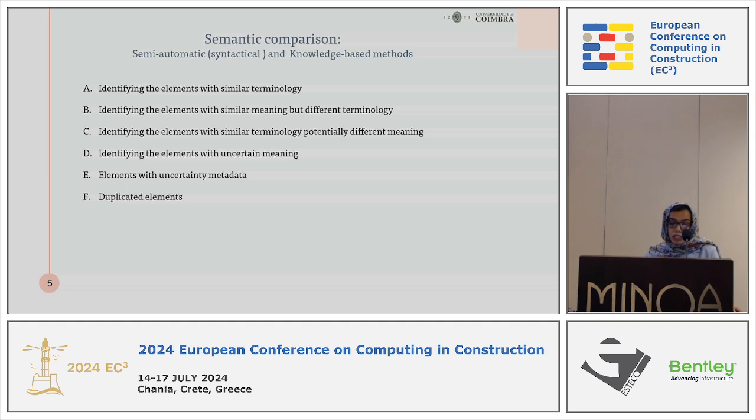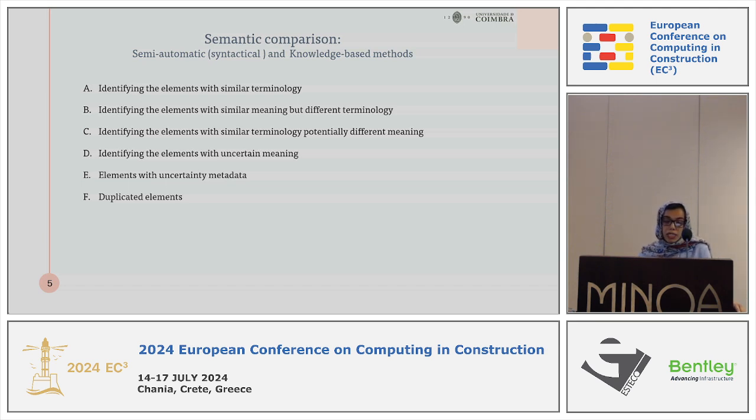And we used semantic similarity methods, semi-automatic, syntactical, and knowledge-based methods to compare the current data models. And in this phase, we faced different situations. Some elements were similar in their terminology, and in some cases, the elements were similar in their meaning but different in their terminology. And we had to use the semi-automatic method and also knowledge-based methods.